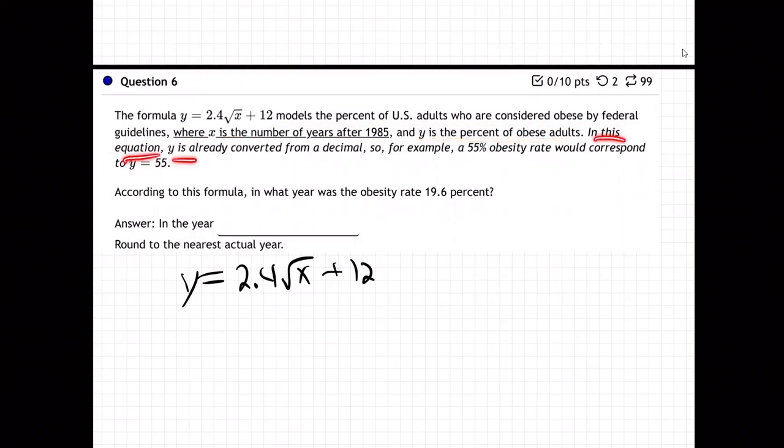In this equation, Y is already converted from a decimal. So for example, a 55% obesity rate would correspond to Y equals 55. According to this formula, in what year was the obesity rate 19.6%?